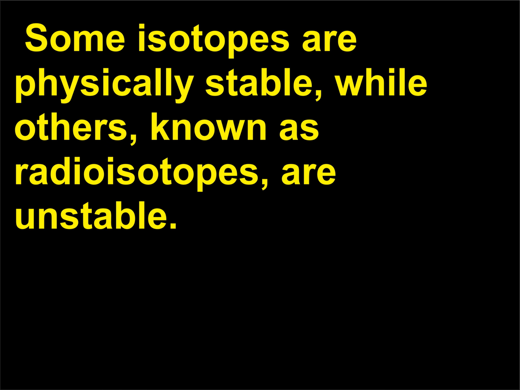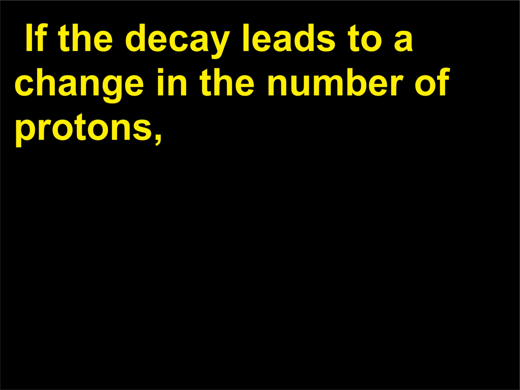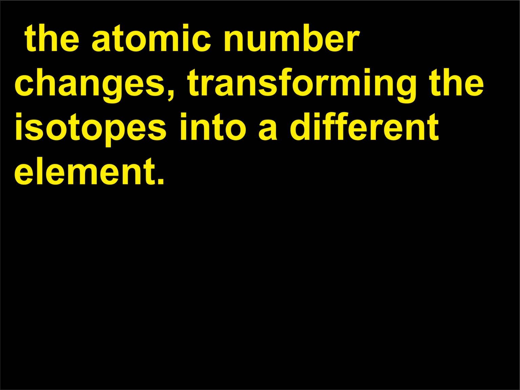Some isotopes are physically stable, while others, known as radioisotopes, are unstable. Radioisotopes undergo radioactive decay, emitting both particles and energy. If the decay leads to a change in the number of protons, the atomic number changes, transforming the isotope into a different element.